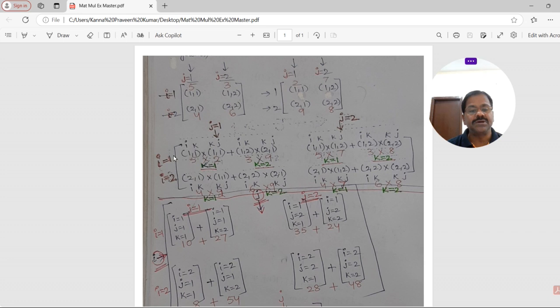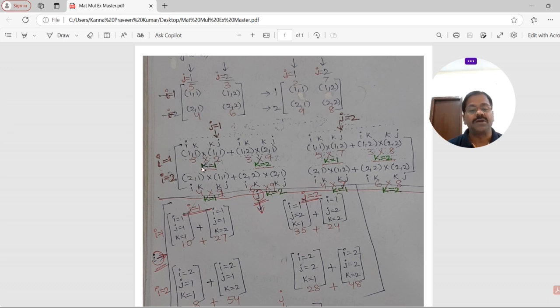You see here in the first row: I1 J1 K1, I1 J1 K2, I1 J2 K1, I1 J2 K2, I2 J1 K1, I2 J1 K2. Next I2 J2 K1, I2 J2 K2, like that. Here loop iteration will be there. K will be iterated 2 times here, here also, here also, and here also K iterated 2 times.